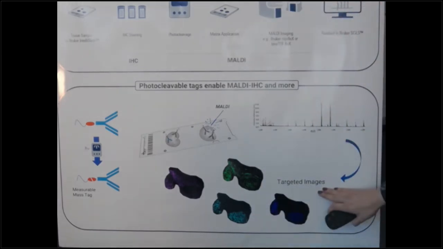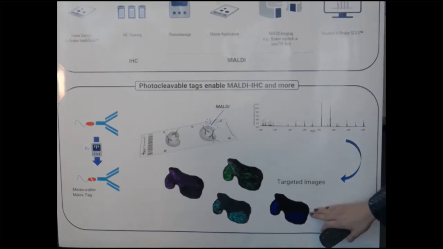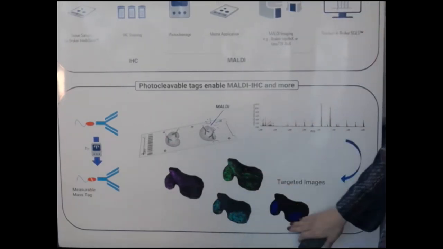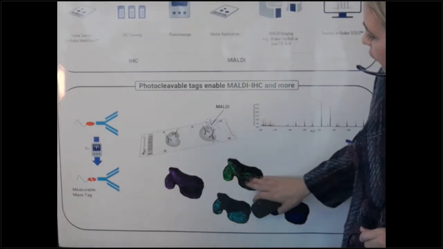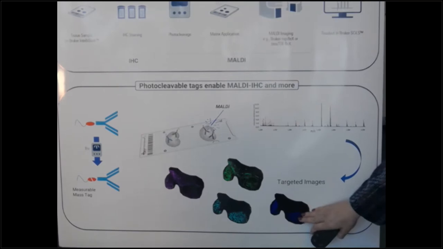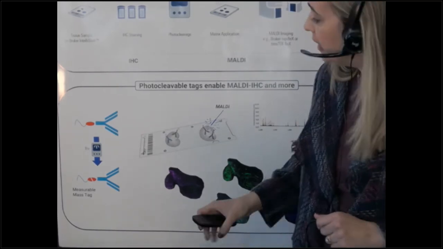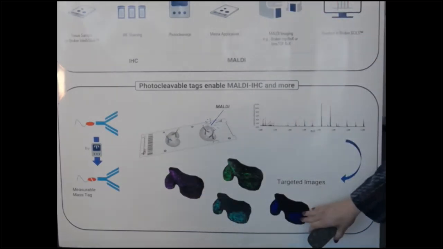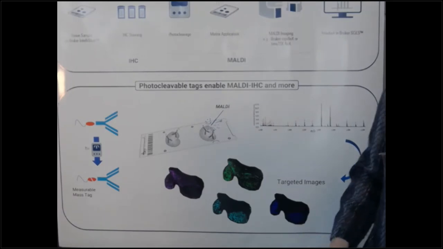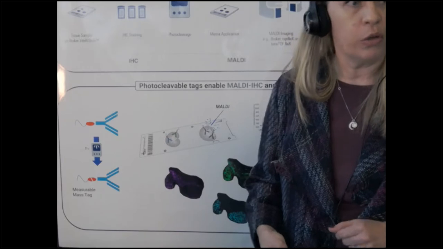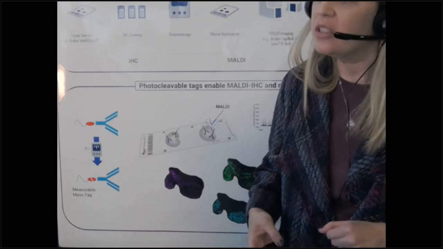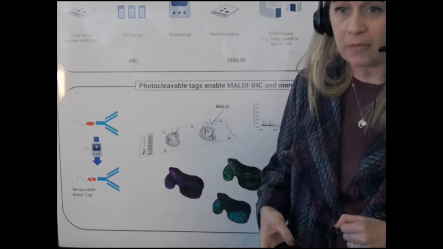So then after this is done, we have targeted images that result. I've got four different colors here corresponding to my four initial tags of interest, and you can see the different spatial expression for these. In addition to doing this spatial expression, these tags can also have a fluorophore on them. And so you could also do a fluorescence experiment and have an additional layer of information.